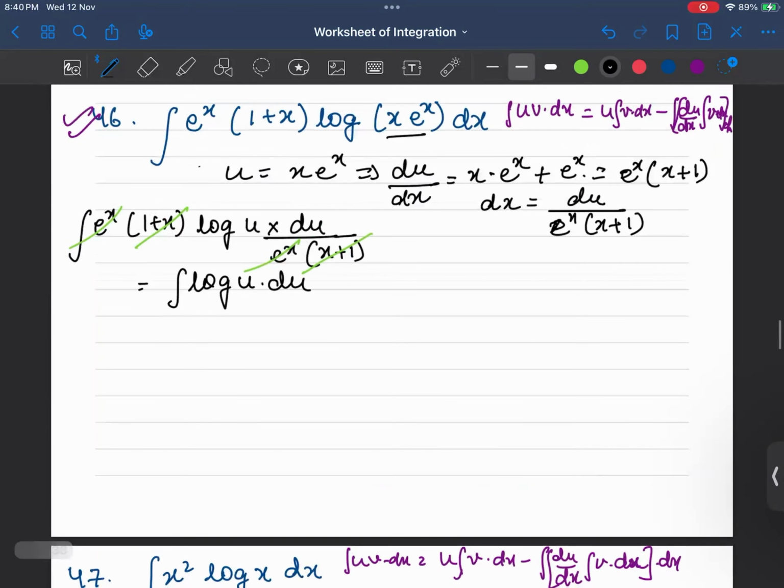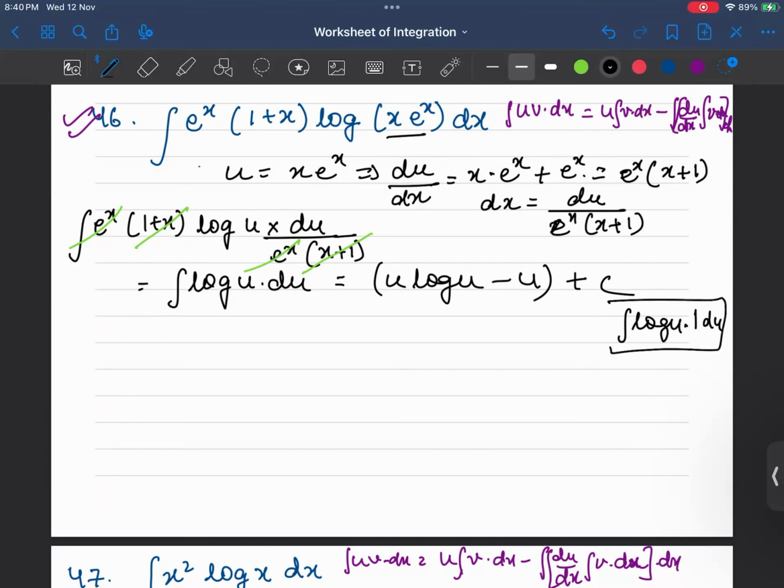And so we know the answer would be u log u minus u plus c, because we have integrated log u multiplied by 1 du previously. It is the same thing as the previous question. Okay, I think it's clear.